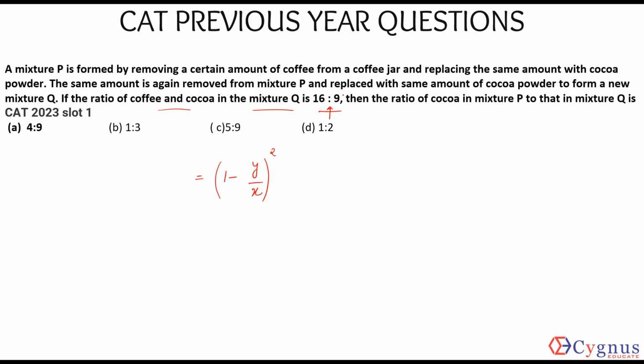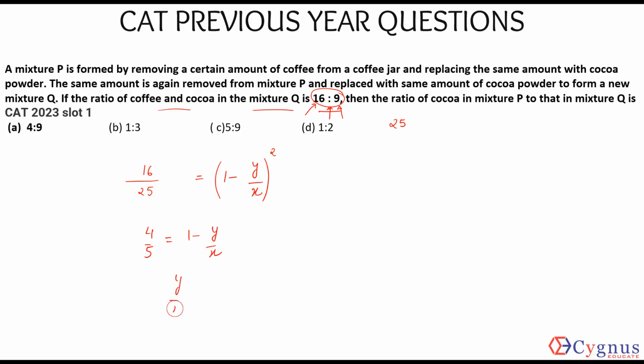Now, what is 16 is to 9? 16 parts of coffee are left and 9 parts are converted into cocoa. So, can we say initially there were 25 parts? So, the initial quantity of coffee was P in the fresh mixture, and out of that, only 16 are now left. So, how do we write it? 16 by 25 is equal to (1 minus y by x) whole square. This gives you 4 by 5 is equal to 1 minus y by x.